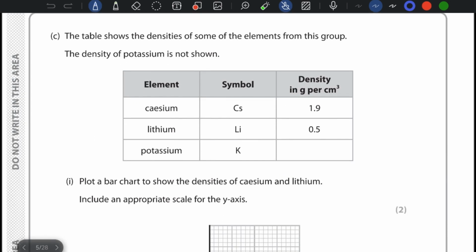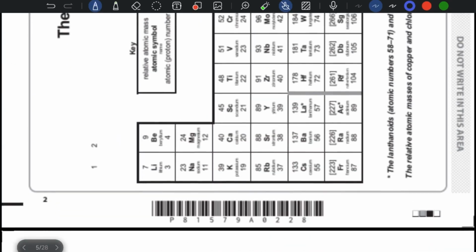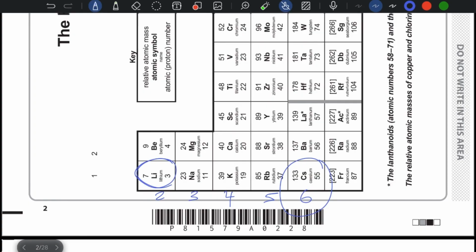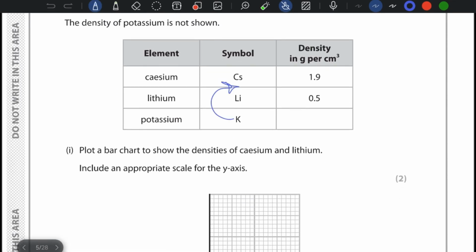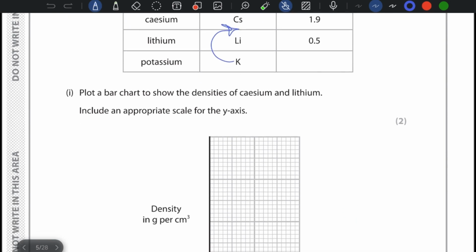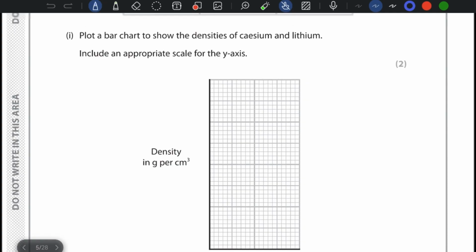Next question, the table shows the densities of some of the elements from group 1. The density of potassium is not shown. Remember that potassium is in between lithium and cesium. If you go back to the periodic table, you will find that potassium is exactly in between both of them. So the first part of the question, in question C, just asks to plot a bar chart to show the densities of cesium and lithium.